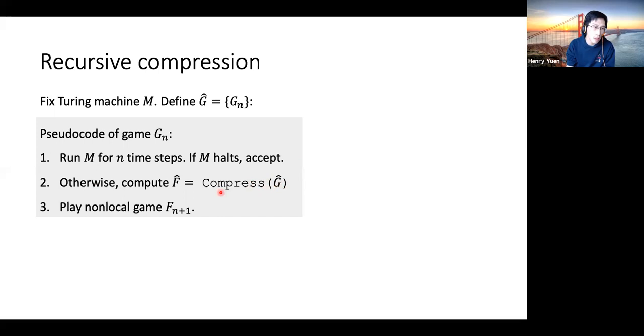But this is something that you can do. You can have these self-referential calls in computability theory. And it outputs this new family of games F hat, and it's going to play the non-local game F sub n plus 1. And it's just going to play whatever rules F sub n plus 1 specifies. So this is the game.